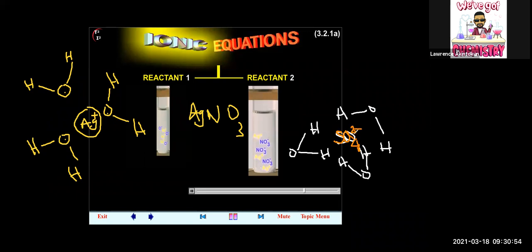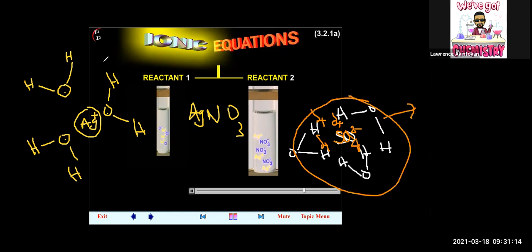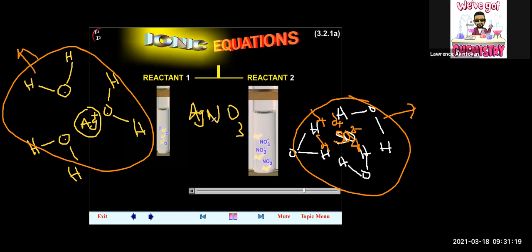See that? So this is the negative in the middle, and then the partial positive hydrogen, partial positive hydrogen, partial positive hydrogen surround the sulfate. And that is how the sulfate ion is being pulled away. So all this will move away, and this one also moves away. So it's like this goes this way, this one goes this way. That's why silver nitrate dissolves in water.